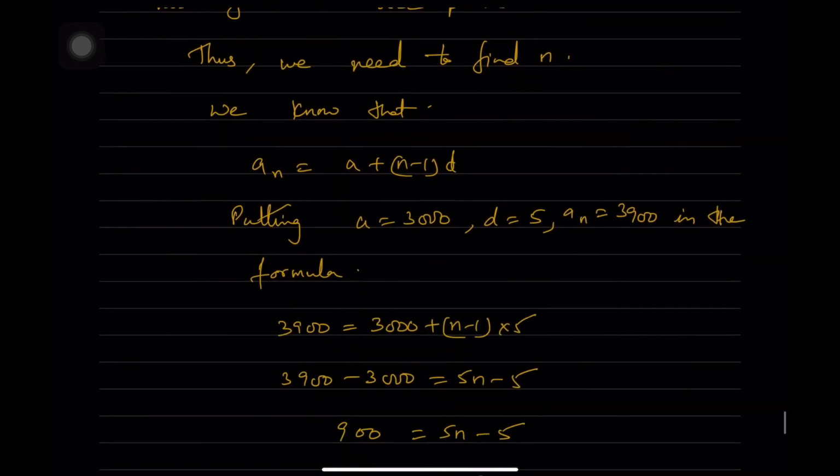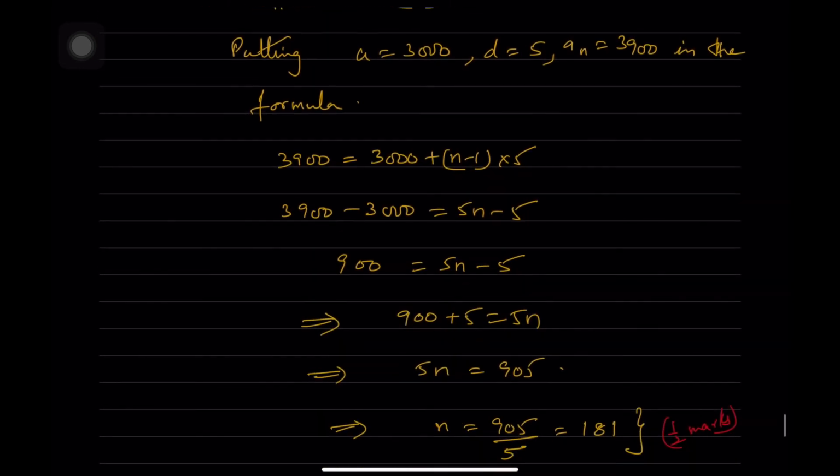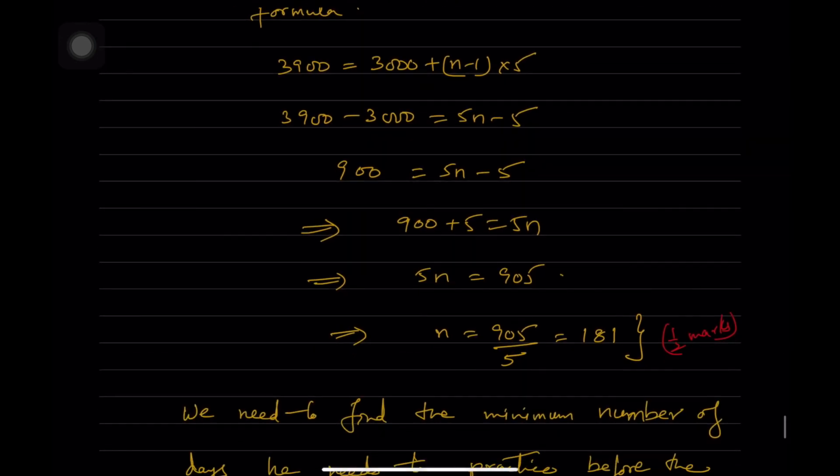We know that AN is equal to A plus N minus 1 into D. Putting A is equal to 3000, D is equal to 5, AN is equal to 3900 in the formula, we get 3900 is equal to 3000 plus N minus 1 into 5. So bringing 3000 this side, you're getting 900 is equal to 5N minus 5. Or you can take out 5 common. So 5N is equal to 905. Or you can bring the 5 this side and do it. So getting 5N is equal to 905. 905 by 5, which is equal to 181.